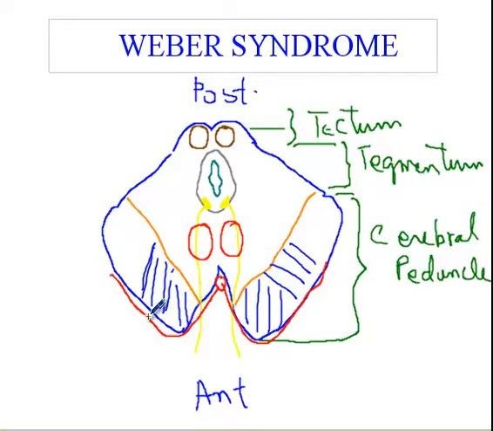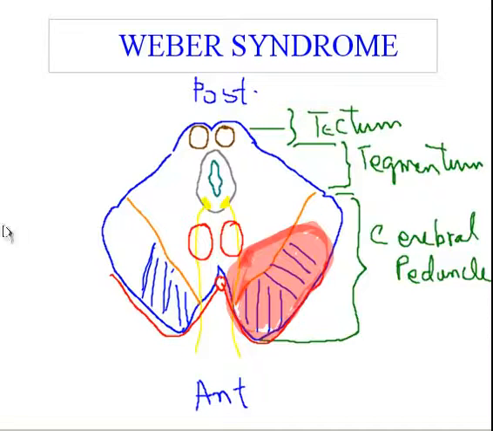Now let's say that this person has a stroke affecting one of the perforating branches of the posterior cerebral artery. If there is a stroke that affects this area here, let's say this is the area that has the stroke, what structures will be involved?